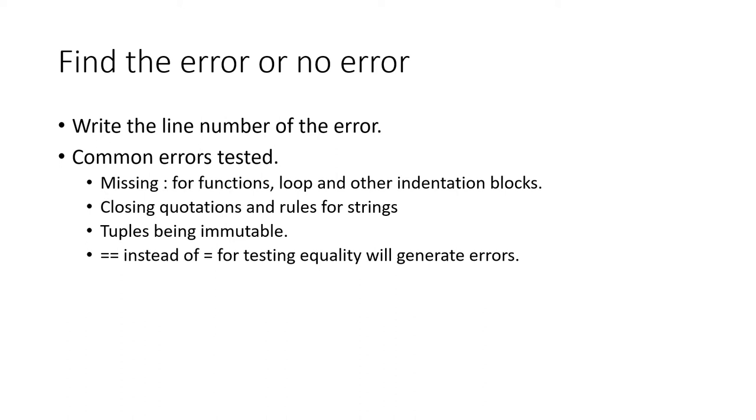Find the error or no error, and be able to write the line number of the error. Common errors tested include missing the colon for functions, loops, and other indentation blocks, closing quotations and rules for strings, tuples being immutable, and double equals instead of single equals for testing equality, which will generate an error. So if I say if, remember you have to use the double equals instead of the single equals. Double equals is testing if two things are equal. Single equals is assignment, assigning a value. So just remember that. There'll be a test question on that for sure.